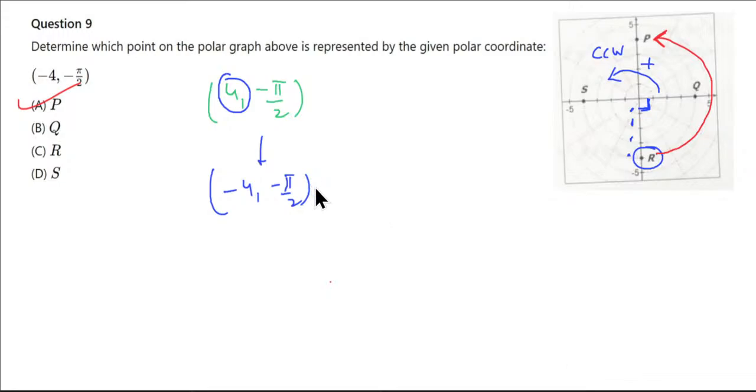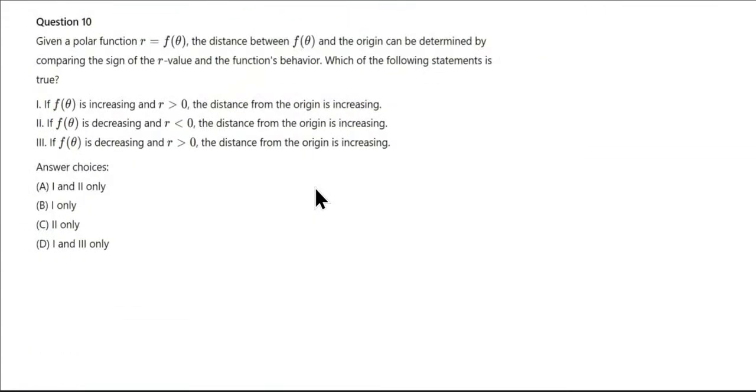Okay, this is a pretty interesting question. Given a polar function r equal to f theta, the distance between f theta and the origin can be determined by comparing the sign of the r value and the function's behavior. Which of the following statements is true? If f theta is increasing and r is positive, then the distance from the origin is increasing. If f theta is decreasing and r is negative, and so on. I'm not sure if the question makes sense to you as of now, but let me first simplify the scenario.